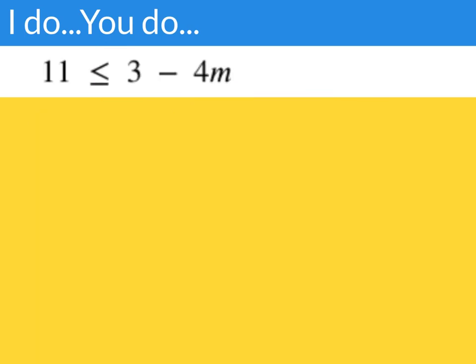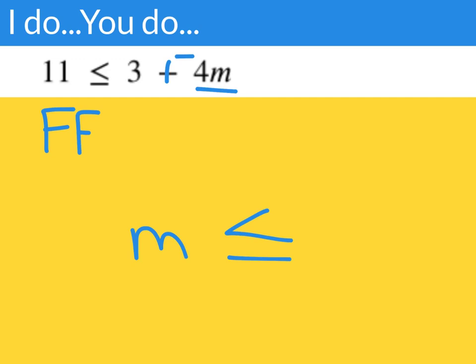Second one, I'm going to do all my simplification again. Leave, change, opposite. I don't like where the variable's at. There's a flip. And I will also be dividing by a negative. There's a flip, flip. So this is a flip, flip, which means the symbol is going to go right back to where it started at as less than or equal to. But now the m will be on the left-hand side of the inequality.